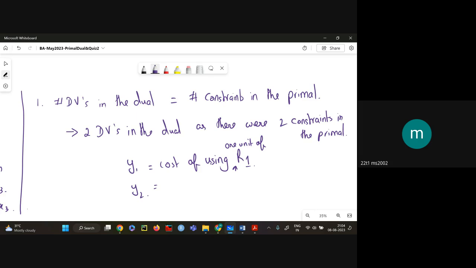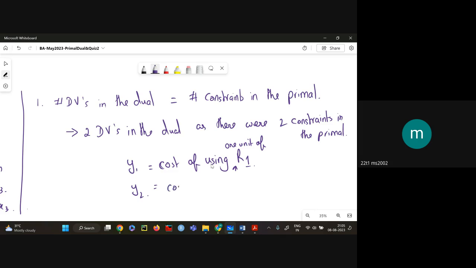Sorry, I should have said it differently. Proportion of constraint 1, not variable 1, because when I say y1, it is the first equation that I'll be multiplying. Correct. But what proportion? When you say proportion, it could mean a lot of things. It could be quantity, it could be cost. Here it is cost of using 1 unit of resource 1. That is going to be my y1.